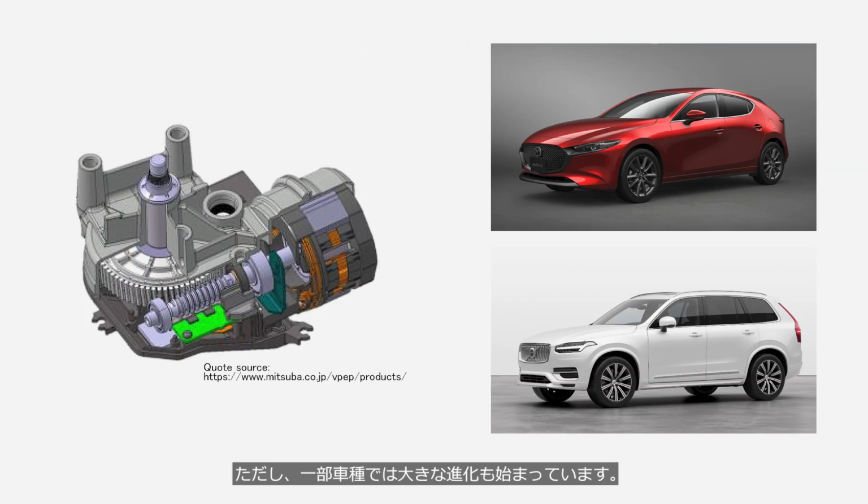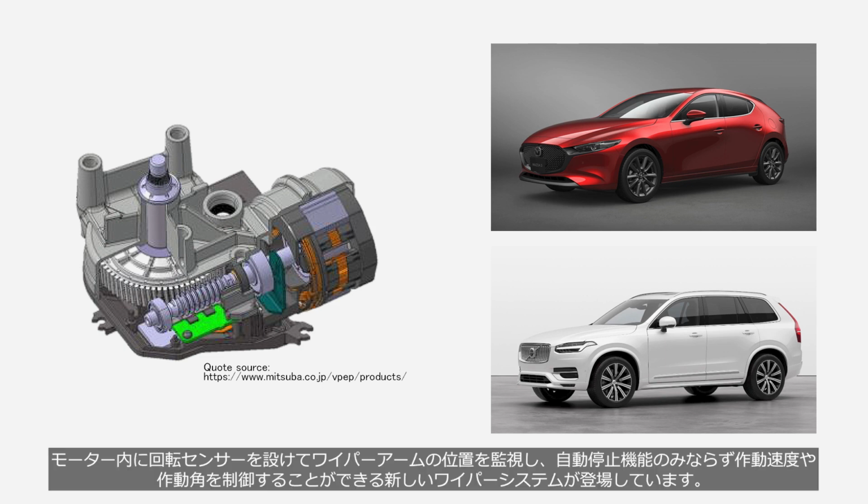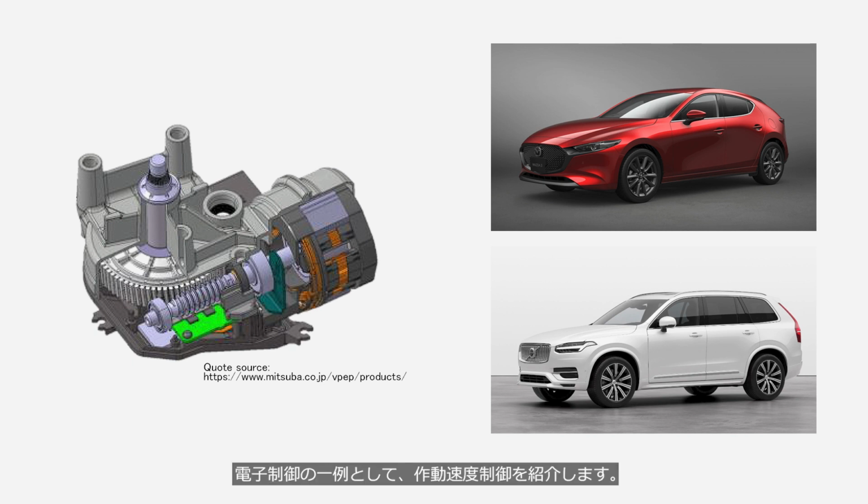In some car models, significant advancements have also begun. They adopt new electronic control wiper systems that incorporate a rotation sensor within the motor to monitor the position of the wiper arms. This not only enables the automatic stop function but also allows for the control of operating speed and angle. As an example of electronic control, let's take a look at operational speed control.